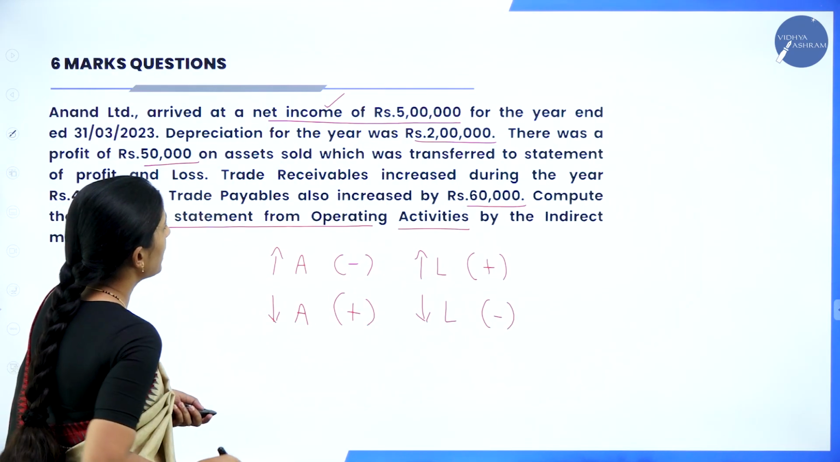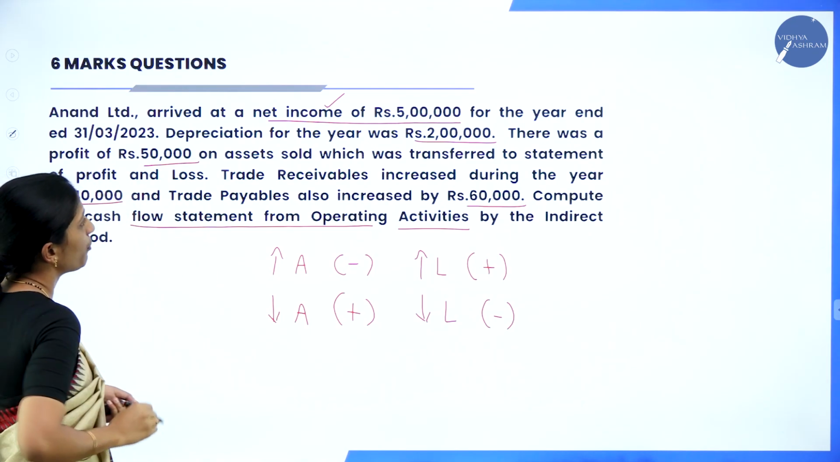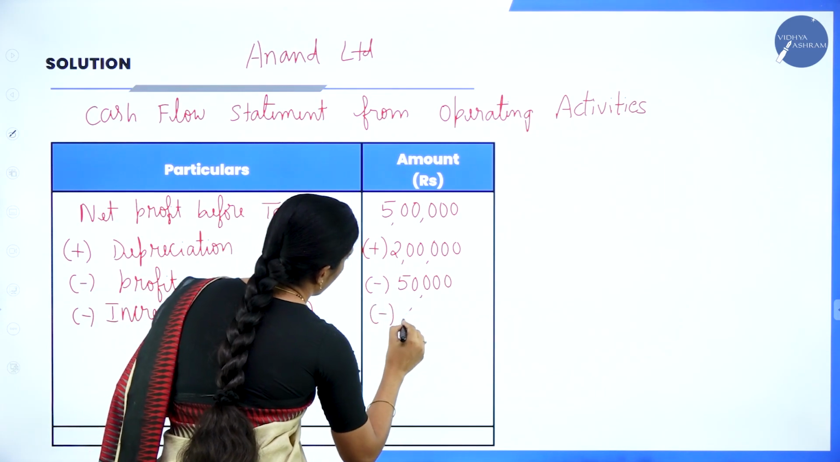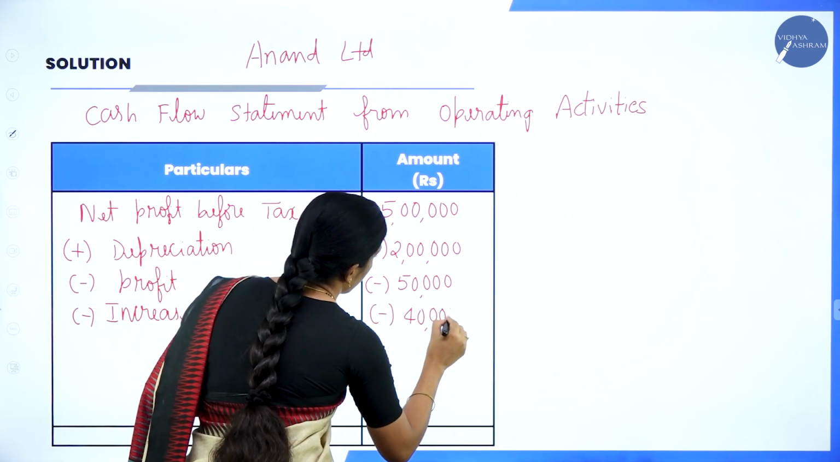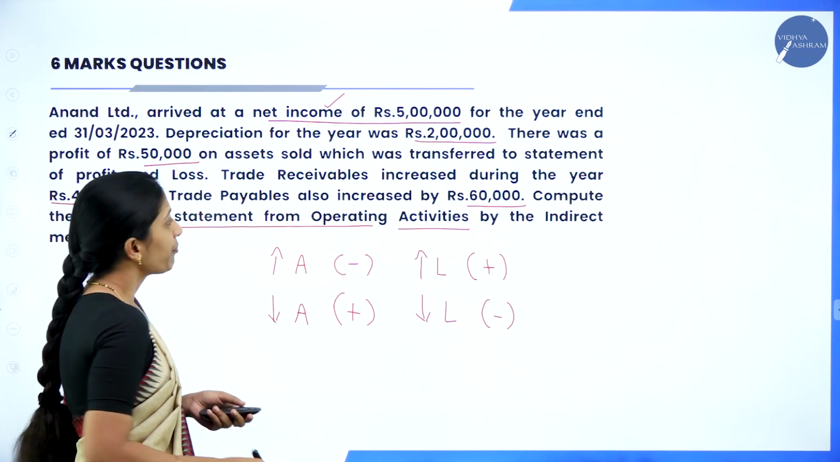Minus. So how much? 60,000. So increase in trade receivable is how much? 40,000. So minus 40,000. So increase in current asset. So what you have to do? You have to minus.